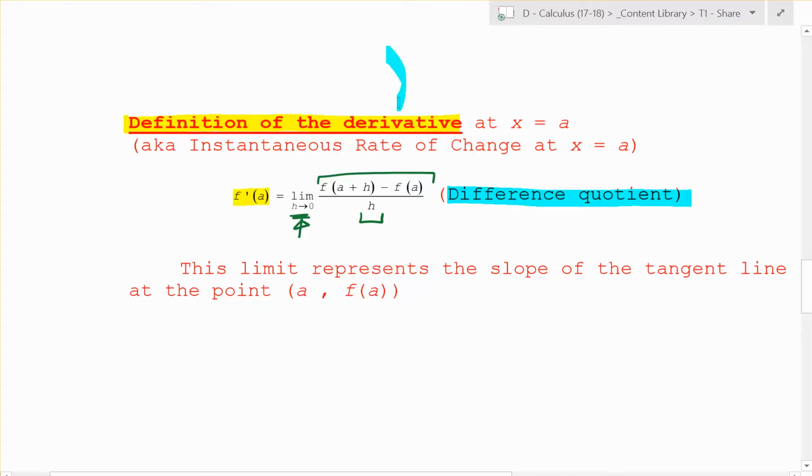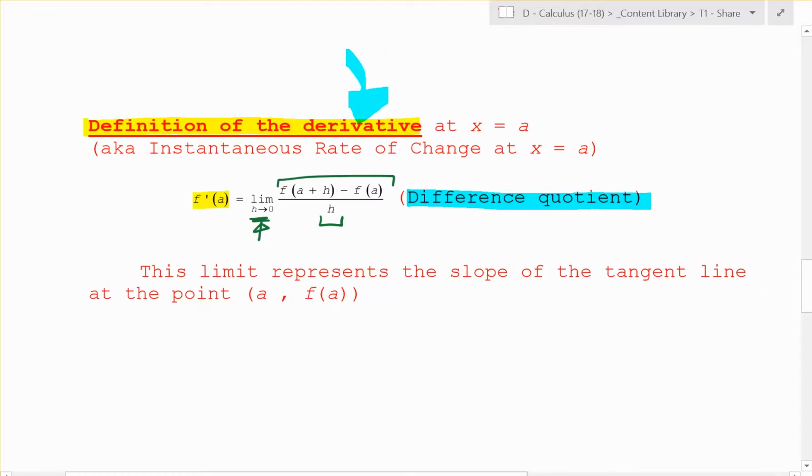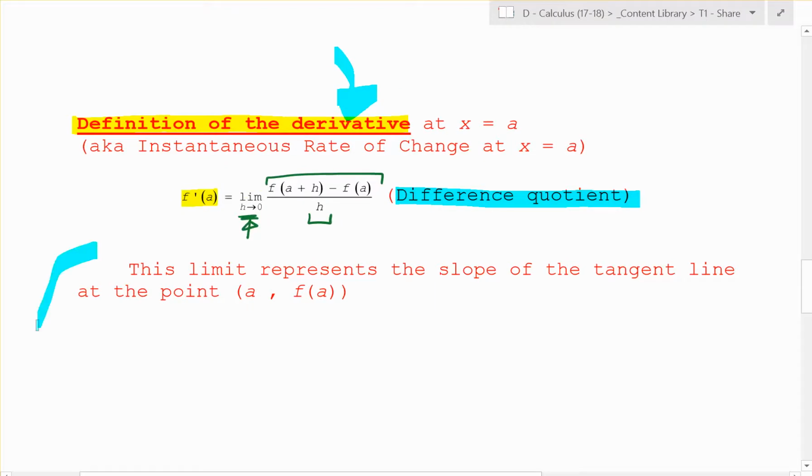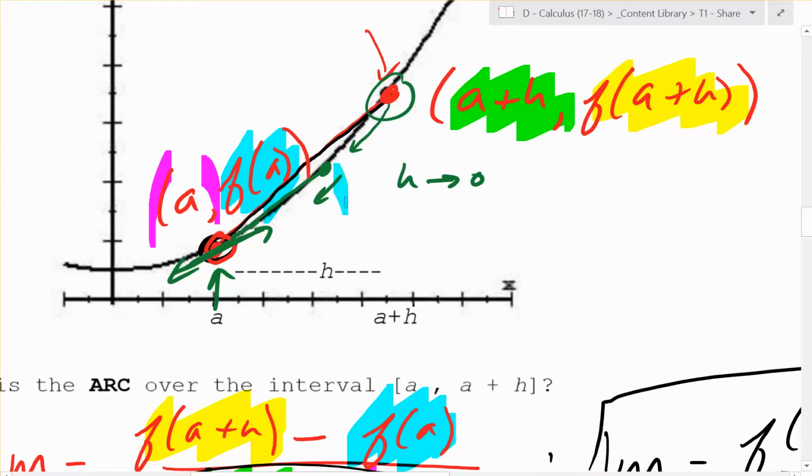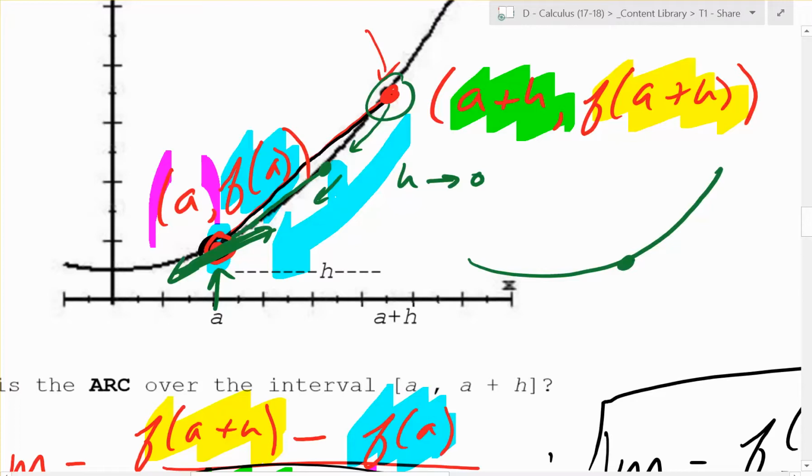So this is the definition of derivative. We have a definition of derivative now, which is the instantaneous rate of change at x equals a. This limit represents the slope of the tangent line at the point a, f of a. So over here, as we brought this point closer, we brought it this way towards here, we're ending up trying to find the slope of this tangent line. Remember, tangent means touching. So if a point is here, this would be the tangent line, something that touches once. That's the tangent line right there.